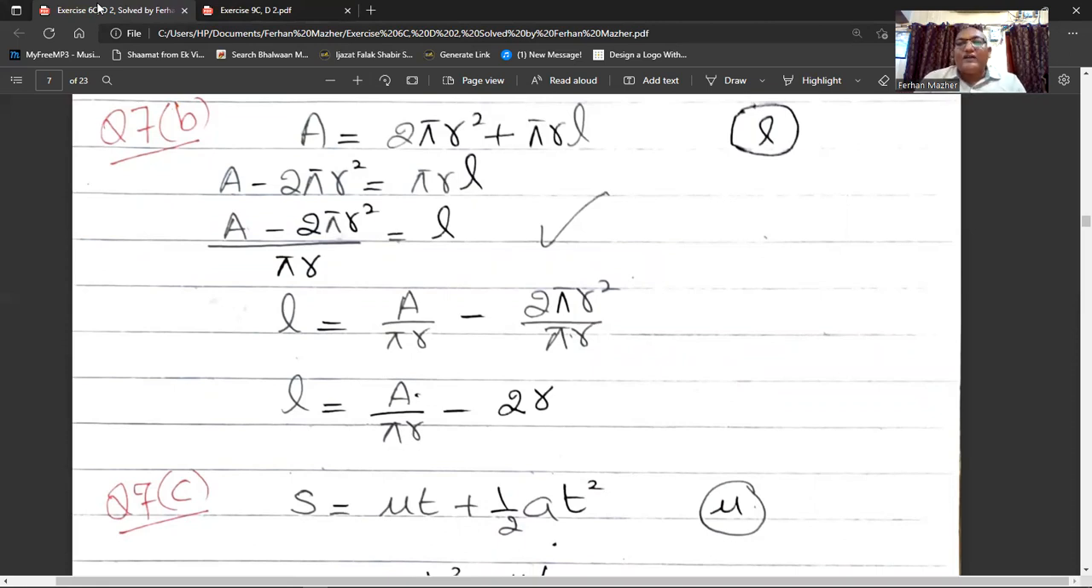Now this pi r, which is multiplying with the L, will go to the other side and divide there. So you will have A minus 2 pi r square divided by pi r equals L. So that is your answer.